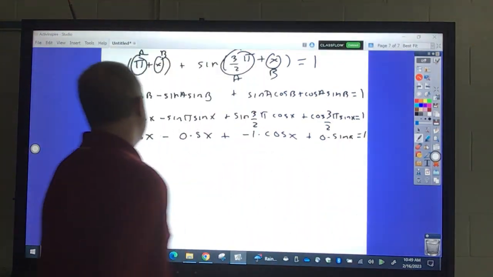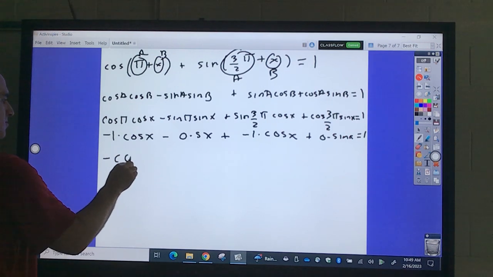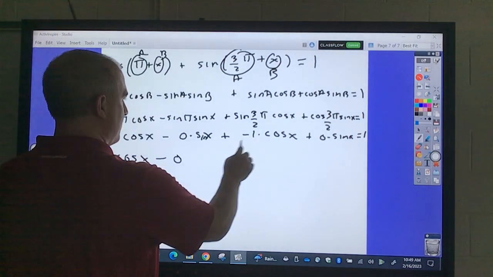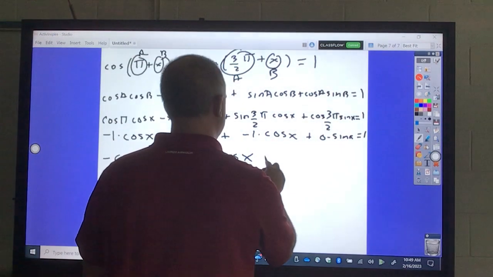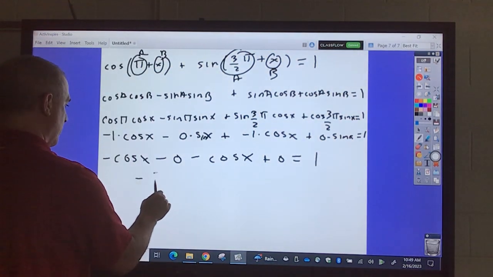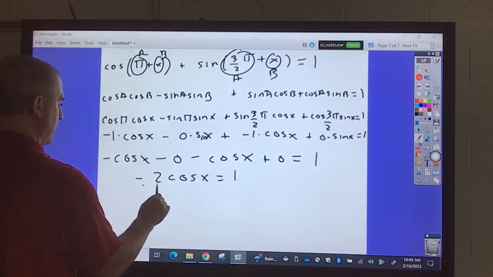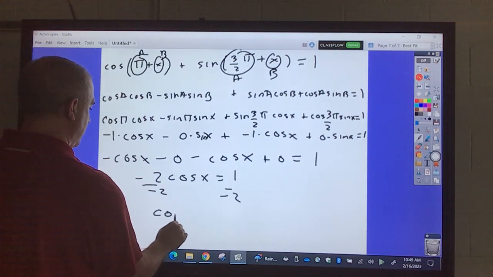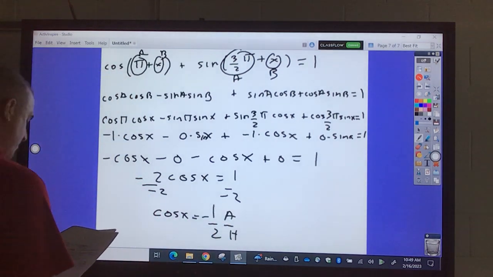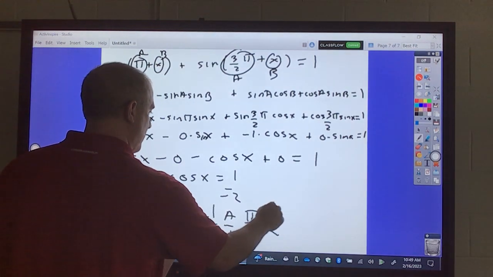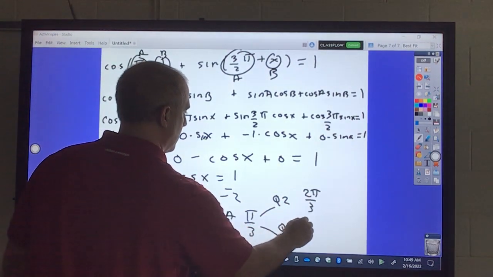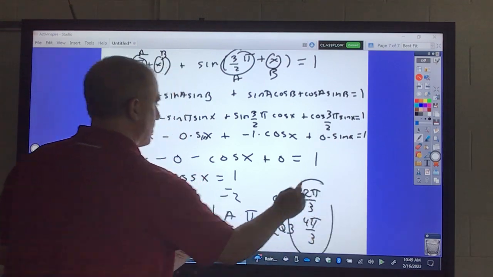All right, so let's do some calculations here. That's going to be negative cosine, 0 times sine, that would be negative cosine, and that would be 0, equaling 1. Now, what I got here is negative 2 cosine of x equaling 1, divided by negative 2. Got cosine x equaling negative 1/2, which is a over h. That triangle will be the pi over 3 triangle. But since it's negative, I want the quad 2 relationship. So that's going to be 2 pi over 3 and 4 pi over 3. Those will be the answers there.